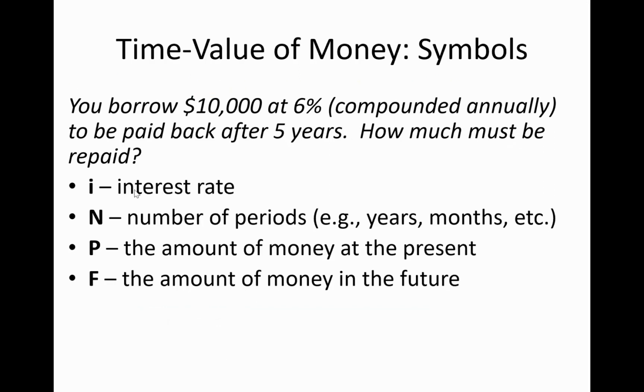So the symbols, by the way, this had labels like I and P and F. Let's talk about that a little bit more. I means interest rate, and it's assumed that the interest rate is interest rate per period. And so in the problem statement, it will tell you what the periods are. For example, 5 years, and it says compounded annually.